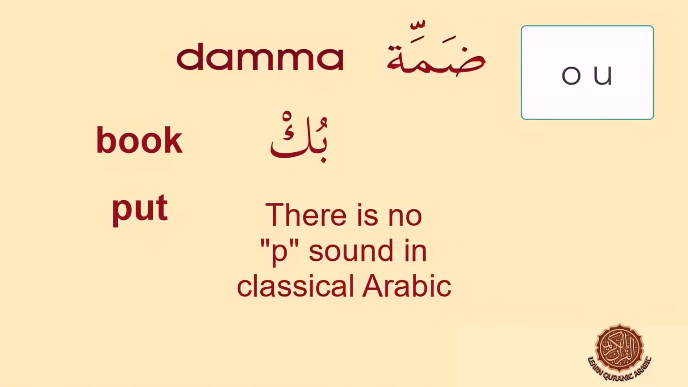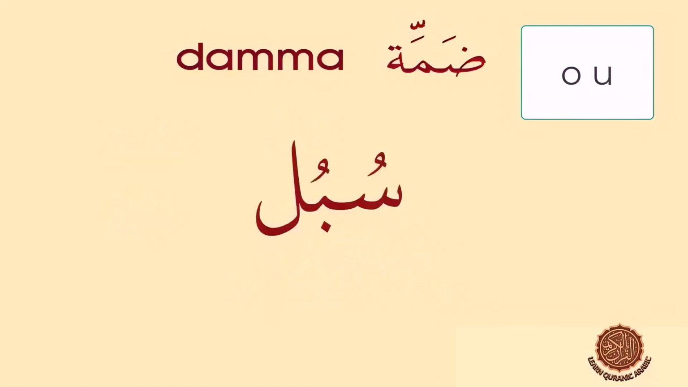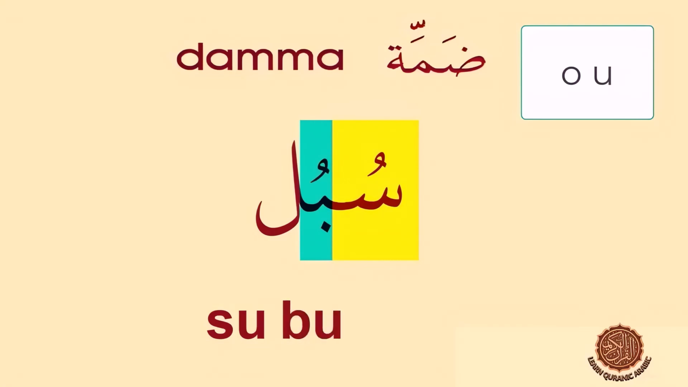Okay, now we come to another word. Let's try to pronounce this word. So we have this sin, the ba, and the lam, and there's two dhammas there, one on the sin and one on the ba. So let's first of all look at the sin with the u sound, it's su. Then the ba with the dhamma, it's bu. And then we have the lam. And we assume that the lam has a sukoon.